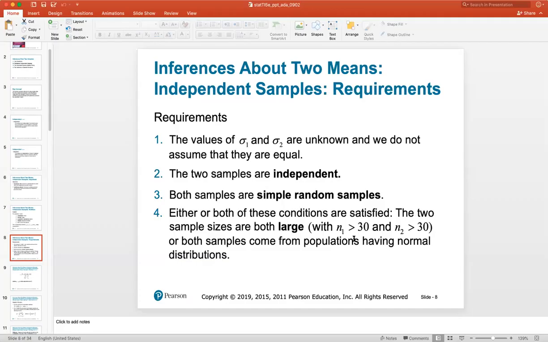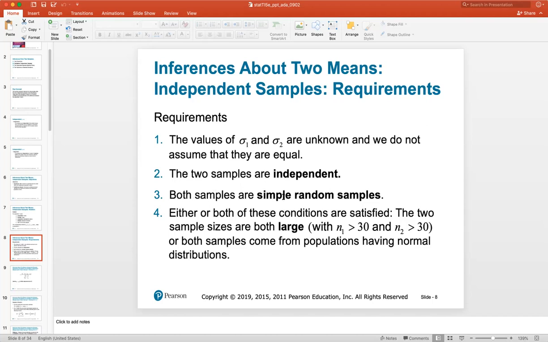Next, before figuring out whether or not we can reject the null hypothesis in a hypothesis test, we have to check these requirements. The values of sigma 1 and sigma 2 are unknown, and we do not assume that they are equal. The second requirement is that the two samples are independent, because in this section we deal with two independent samples. In section 9.3, the next section, we're going to deal with two samples which are dependent.